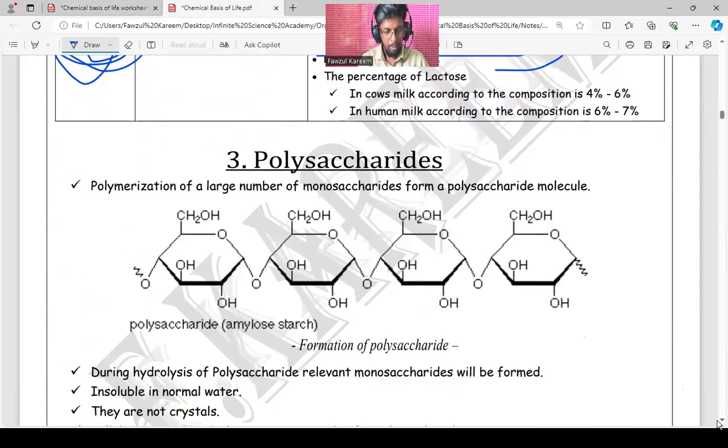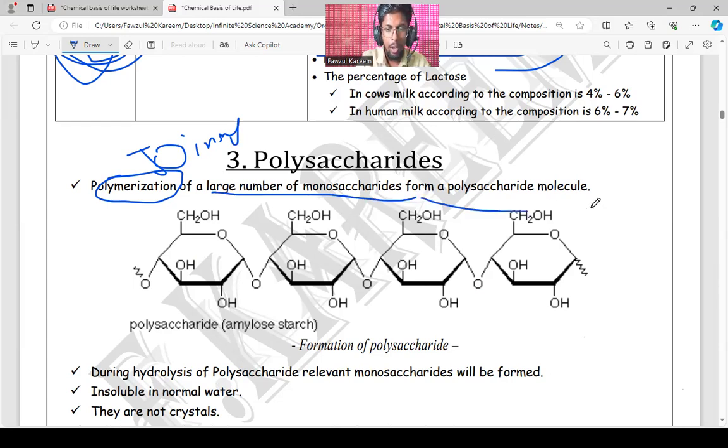Polymerization of a large number of monosaccharides. All right. Polymerization means, my dear, joining. Joining of a large number of monosaccharides will form a polysaccharide. Instead of the term joining, we are using the term polymerization.